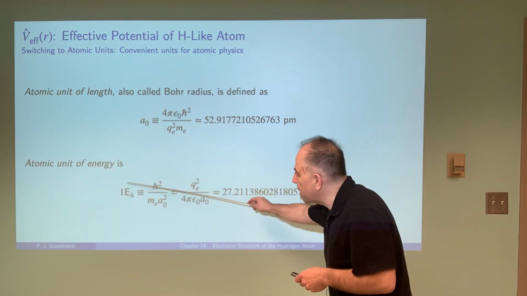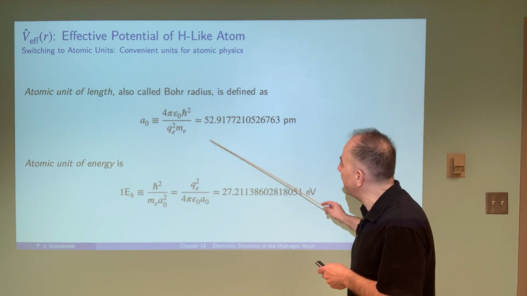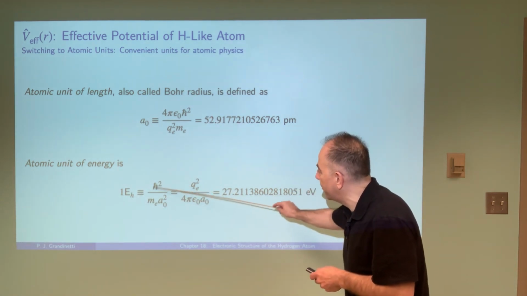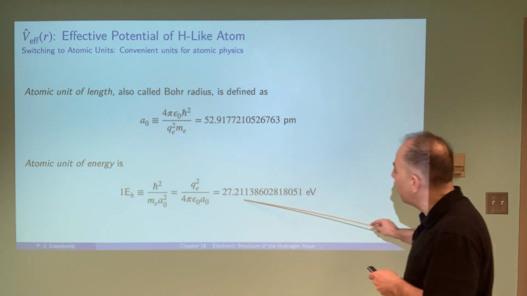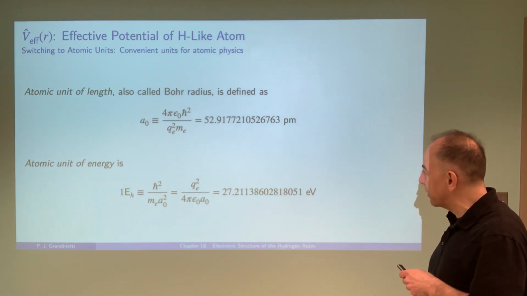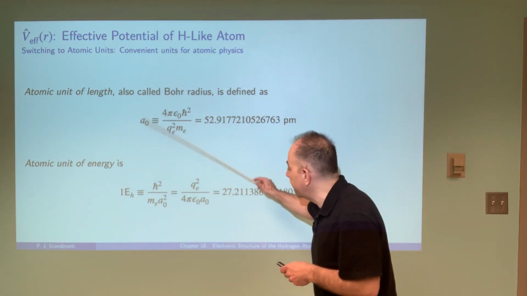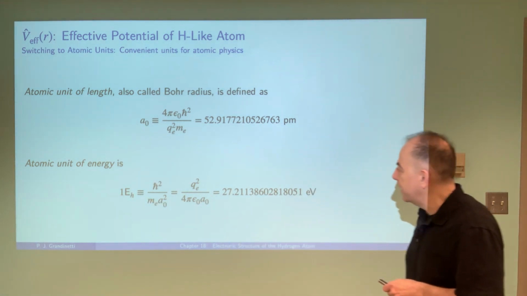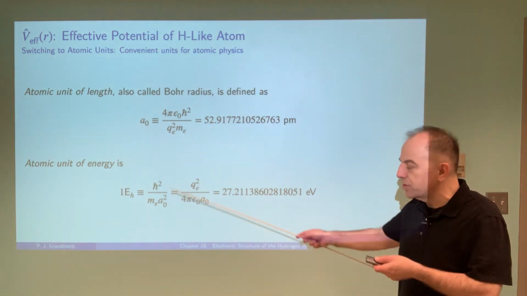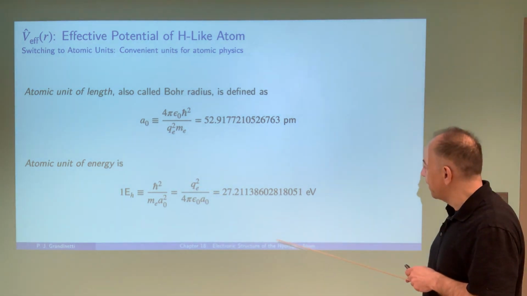And then the atomic unit of energy is going to be involving the Bohr radius. It's going to be given by this expression or this expression here. Either one will give you the same number, which is 27.2 electron volts. And so for looking at this problem, oftentimes we may be scaling it with respect to the atomic unit of energy, which is called a Hartree, actually.